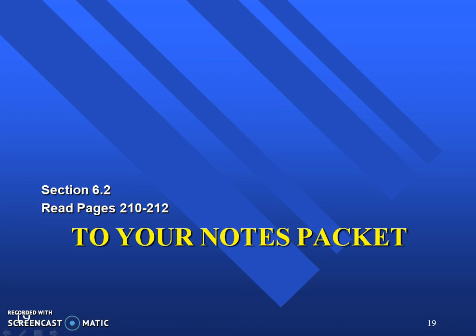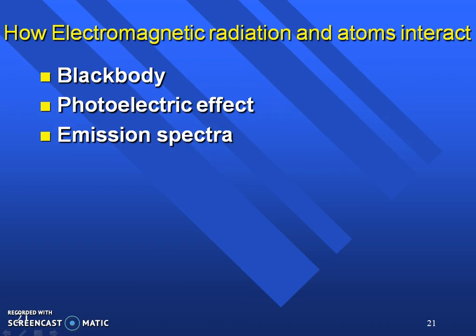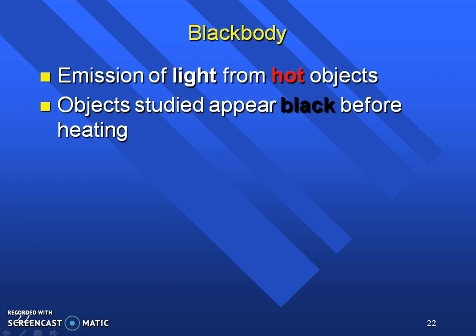So now back to your packet of notes. The objective for this section is to recognize that electromagnetic radiation also has particle-like properties, and we call them photons. So how do electromagnetic radiation and atoms interact with each other? Three ways: black body, photoelectric effect, and emission spectrum. Again, I suggest you pause the video, fill in the blanks, and then play to hear my words.